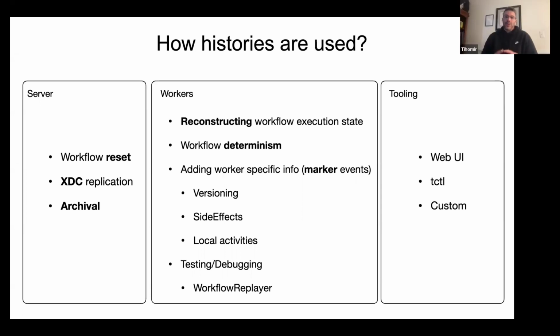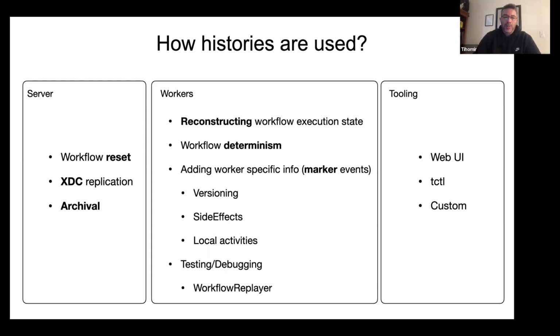Yeah. So from the server side, we use workflow histories, for example, in the workflow reset feature, where we take an existing execution's workflow history and recreate the mutable state from it for the new workflow execution up to the reset point. It's also used for XDC replications, where we push actual events from, let's say, one primary cluster to another. And it's used for the archival feature, meaning we're storing the event histories in the bucket store, that being S3 or Google Cloud or whatever, if you're using that feature in OSS.